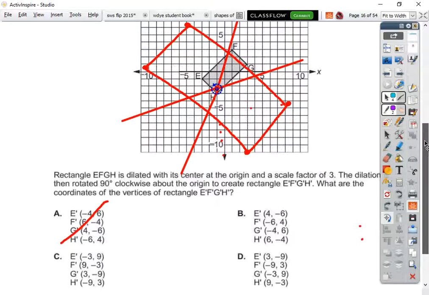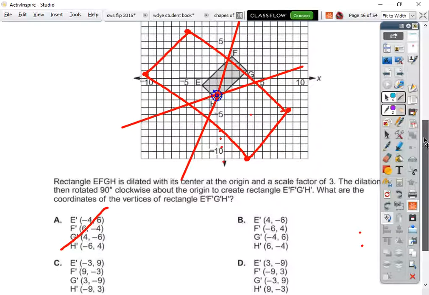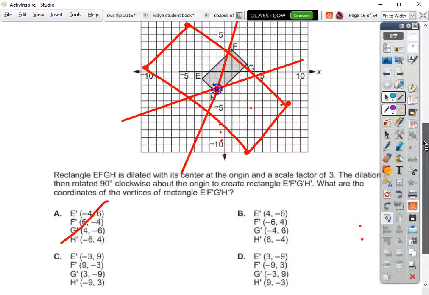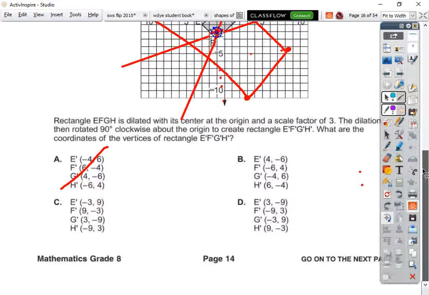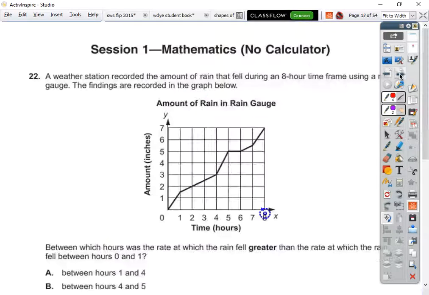Alright, so the answer ends up being C. The problem is I did not rotate it well enough. And the reason why I know it's C is because when I did my dilation, I end up with 3s and 9s. So that can right now tell you that those two are off. I know it's C because at 3, I don't end up with 3 comma negative 9. I just don't. So I know it's C.